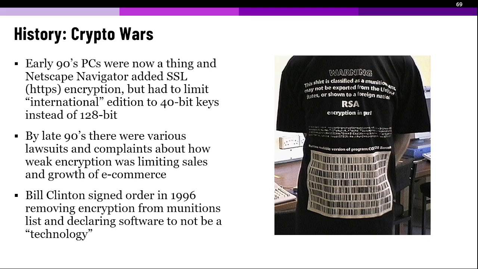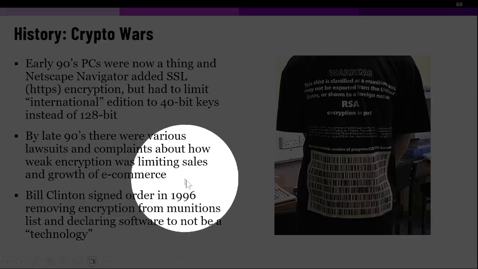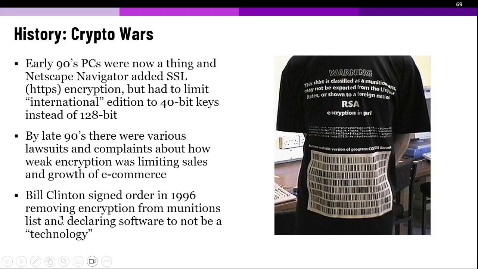Because if we do, we're actually putting the general public at risk. Because what's the first thing attackers are going to go do? They're going to go find a nice backhoe. They're going to dig down, cut the wire, and sit in the middle of the wire. We don't want that to happen. And so as a side effect, Bill Clinton signed in 1996 an order removing encryption from the munitions list and declaring software to not be a technology.